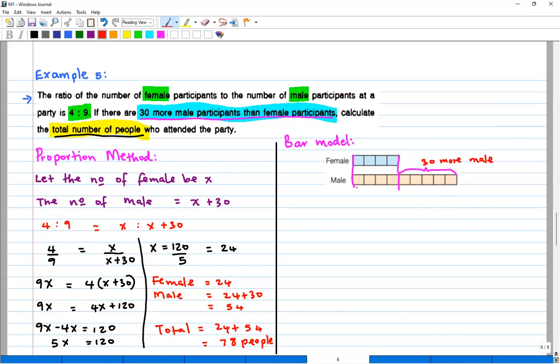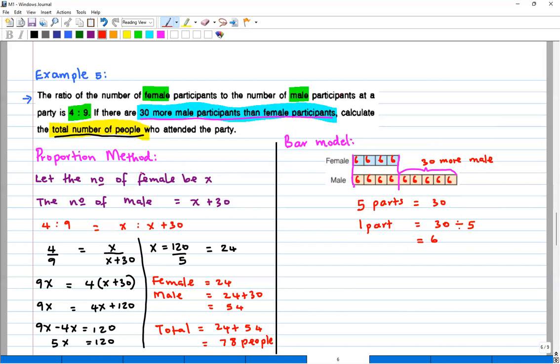What about 1 square? We say that if we need to know 1 square, it's like 1, 2, 3, 4, 5. 5 parts, they are the same as 30. What about 1 part? 1 part will be 30 divided by 5, which is equal to 6. Now it means that here we have 6, 6, 6, 6, 6, and every other square is 6. Like this. This is what it means.